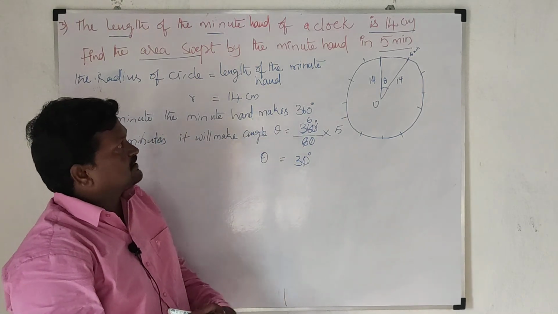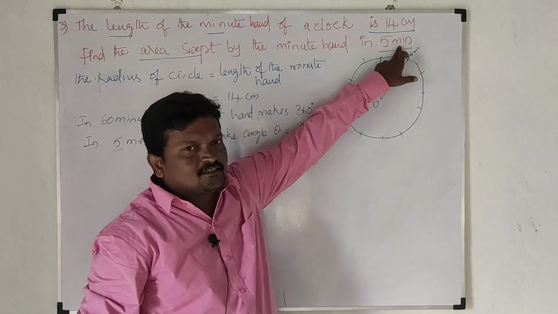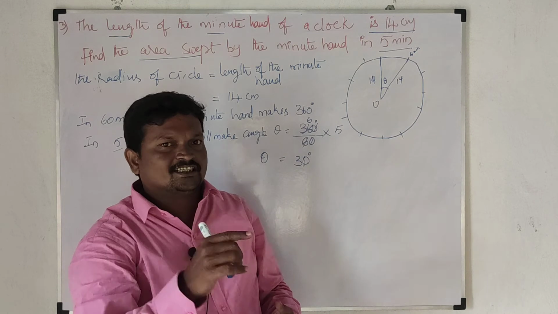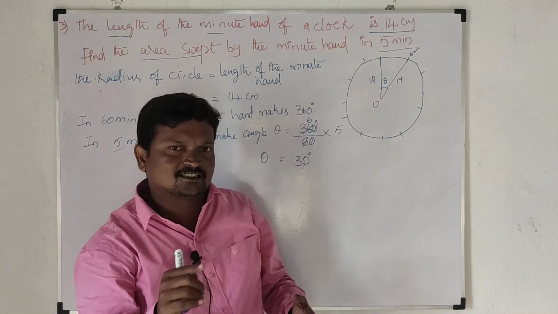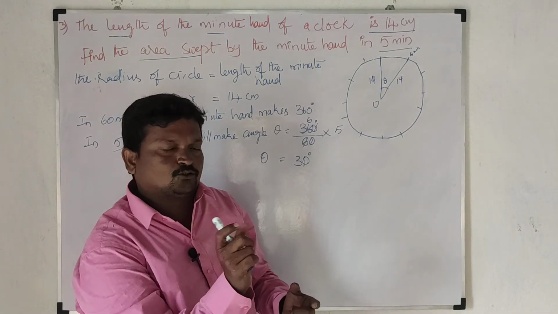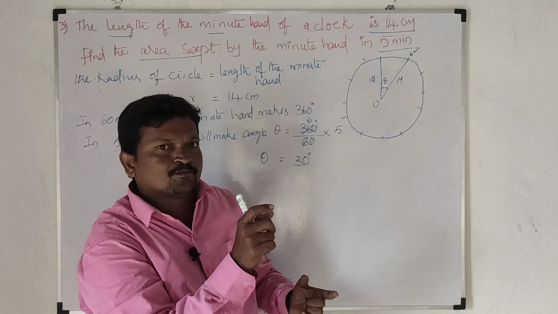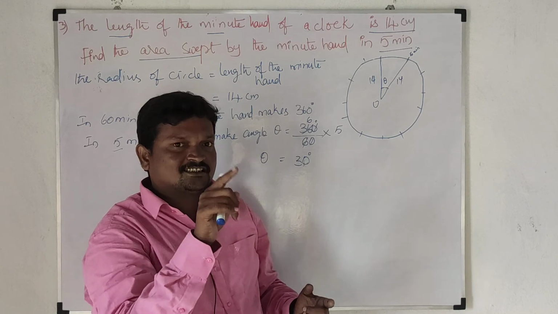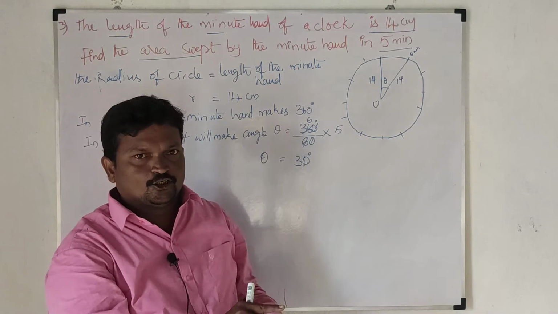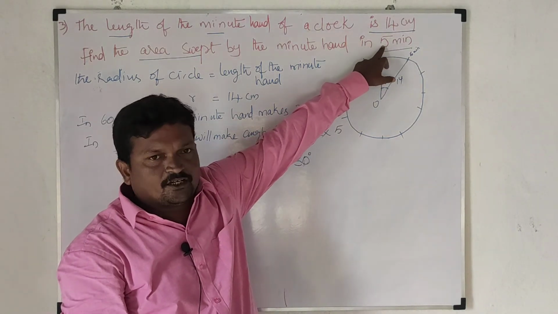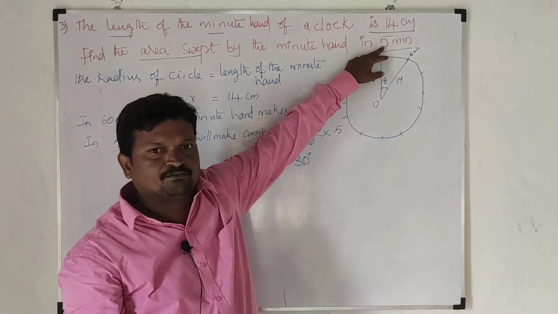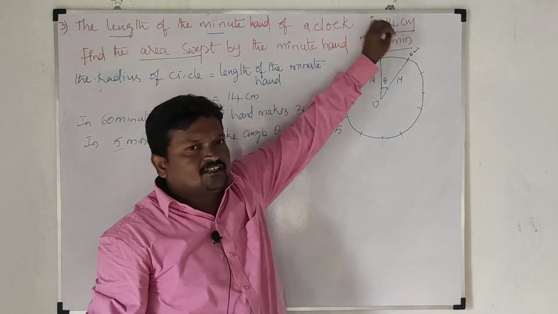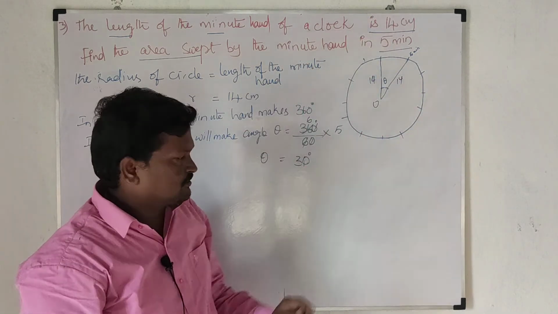Like this, whenever the time is given in minutes, we have to convert these minutes into the angle. How can we do it? 360 by 60. Why are we taking 360 by 60? To complete the 360 degrees in one revolution, which takes 60 minutes. That's why we take 360 degrees by 60 minutes, into 5 if 5 minutes is given, sometimes 10 minutes, 15 minutes like that. Whatever time is given in the question, you have to take that time. Okay, so this is the reason.